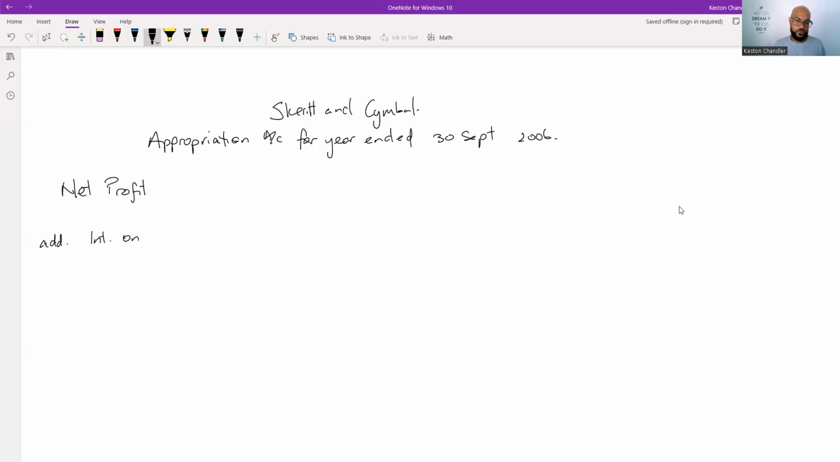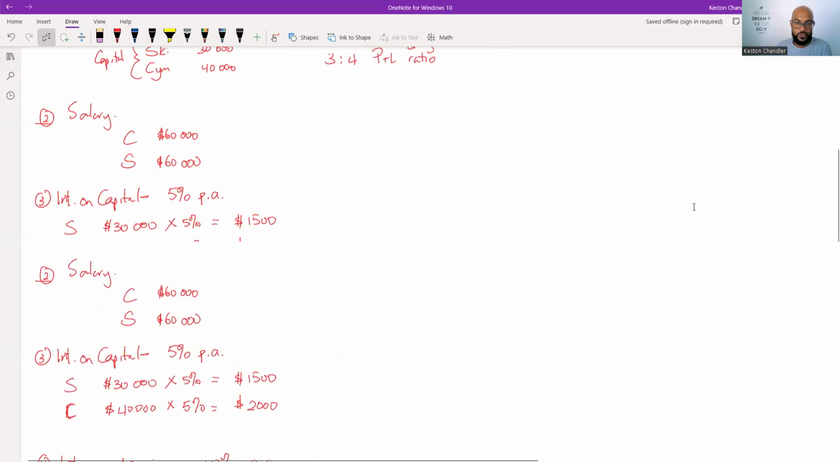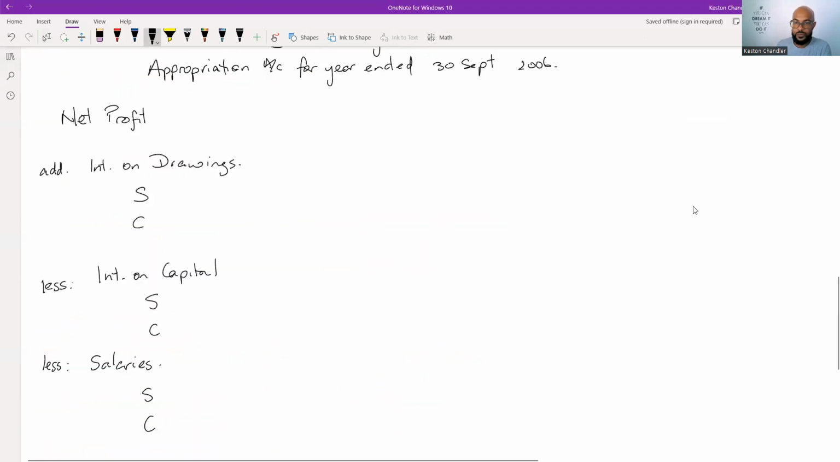interest on drawings. I'm just going to draft up everything first, right? And we have Skeritt and Cymbal. Then we have to subtract interest on capital, Skeritt and Cymbal. We also have salaries, less salaries, Skeritt and Cymbal. So let's drop in those figures. Net profit was 250,000. So I'm on 3 columns: 1, 2, 3. 250,000. Right? Interest on drawings, right?